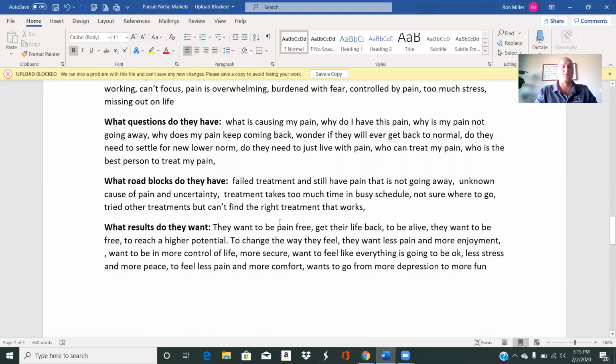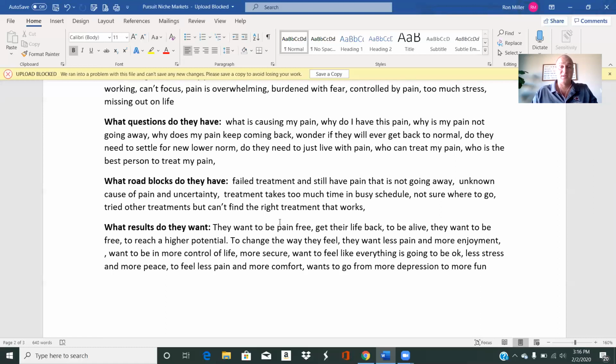So what questions do they have? What is causing my pain? Why do I have this pain? Why is my pain not going away? Why does my pain keep coming back? I wonder if I'll ever get back to normal. Do I have to settle for a new lower norm of having pain?